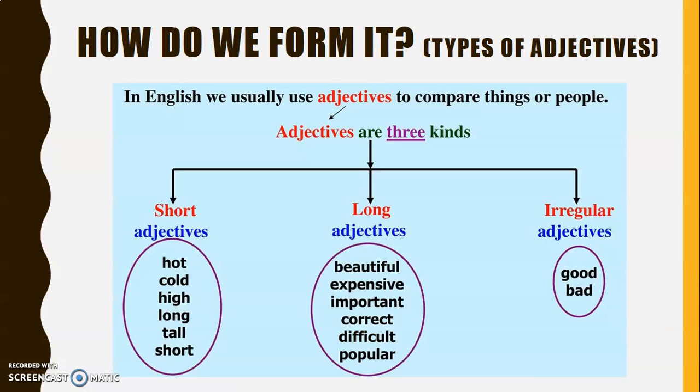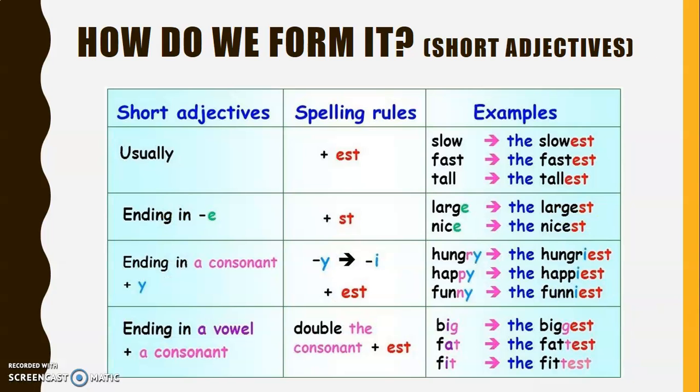Let's continue. Again, we have 3 kinds of adjectives: short, long, and irregular. So, let's start with short adjectives. Acá usamos las mismas reglas ortográficas que usamos en el comparative, pero en vez de utilizar ER, usamos EST en la mayoría de los casos, como base. So, the majority of short adjectives add EST. For example, slow, the slowest.